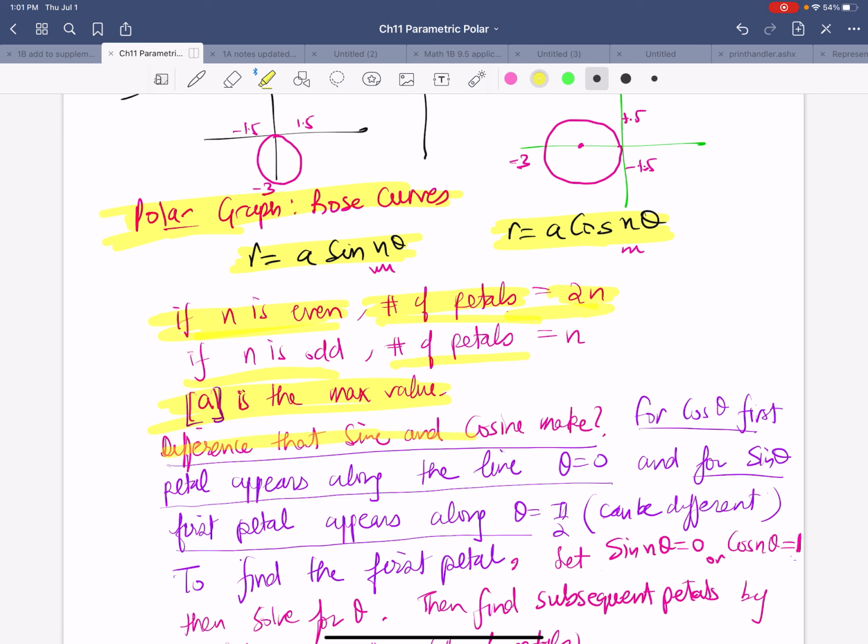So what difference does sine and cosine make? When we're talking about the rose curves, for cosine theta, the first petal appears along the line theta equal to 0. For sine theta, the first petal appears along theta equals pi over 2.